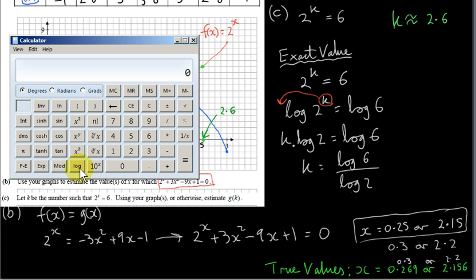So I'm going to use log. So we get the log of 6 and divide it by the log of 2. So we get 2.5849. So this value that we get to 1 decimal place is actually 2.6. That's the value we saw on the graph. I'll write this down to 3 decimal places. So we have 2.585.